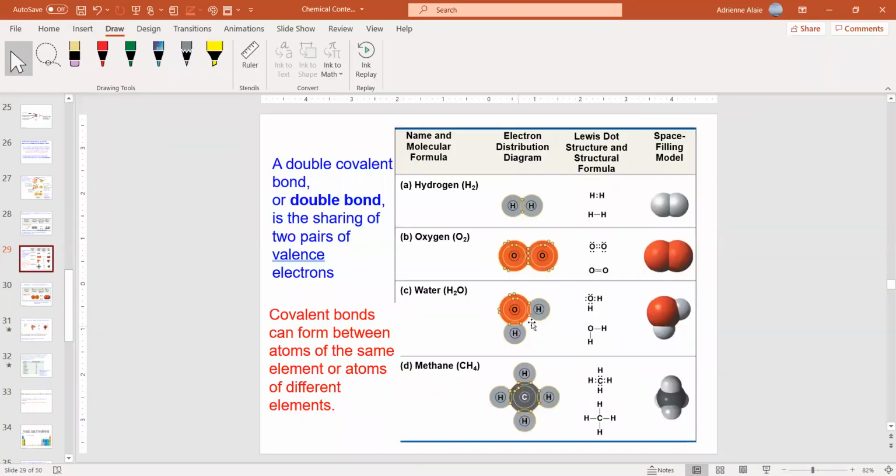So atoms of different elements can participate in making covalent bonds with one another and sharing electrons.